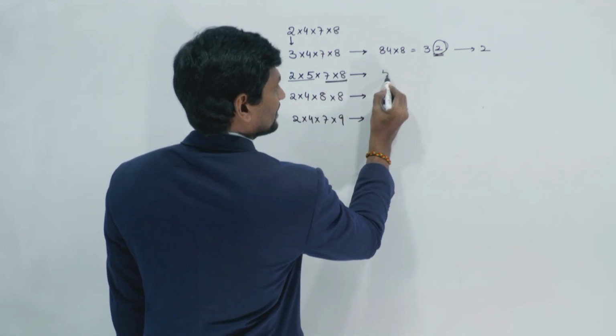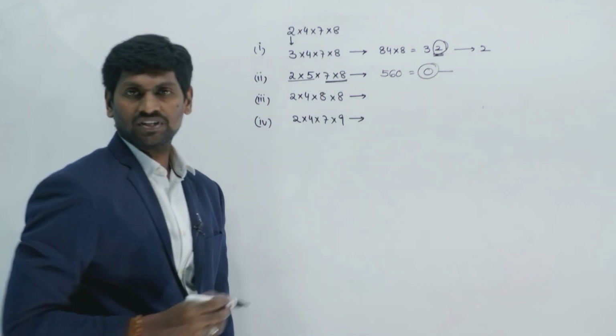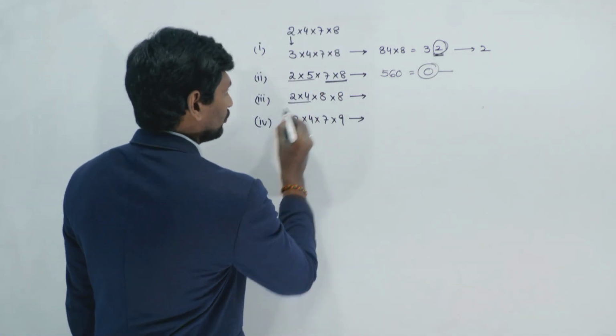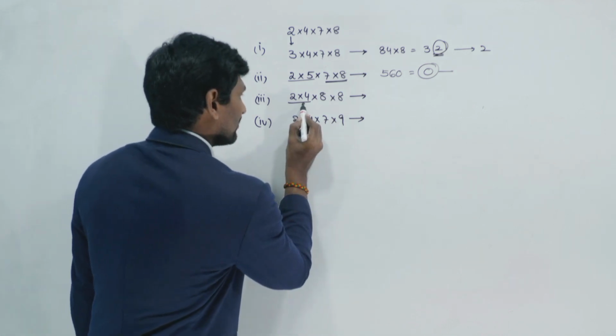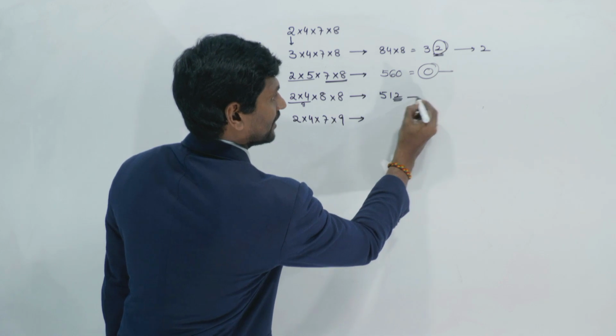56 into 10 is 560. Unit digit is 0. Okay. Now here, 2 4s are 8. This value is 8 into 8 into 8. 8 cube is nothing but 512. The unit place digit is 2.